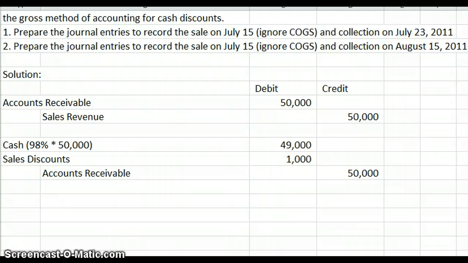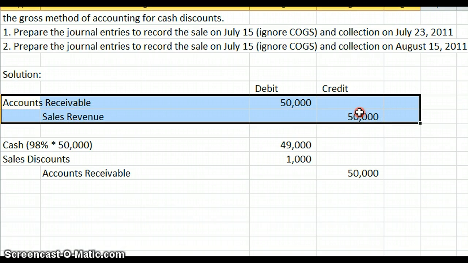Okay, so what happens then if they don't pay until later in the month? In example 2, they would pay on August 15th. My solution in this is going to be that my initial sale, again, is exactly the same.